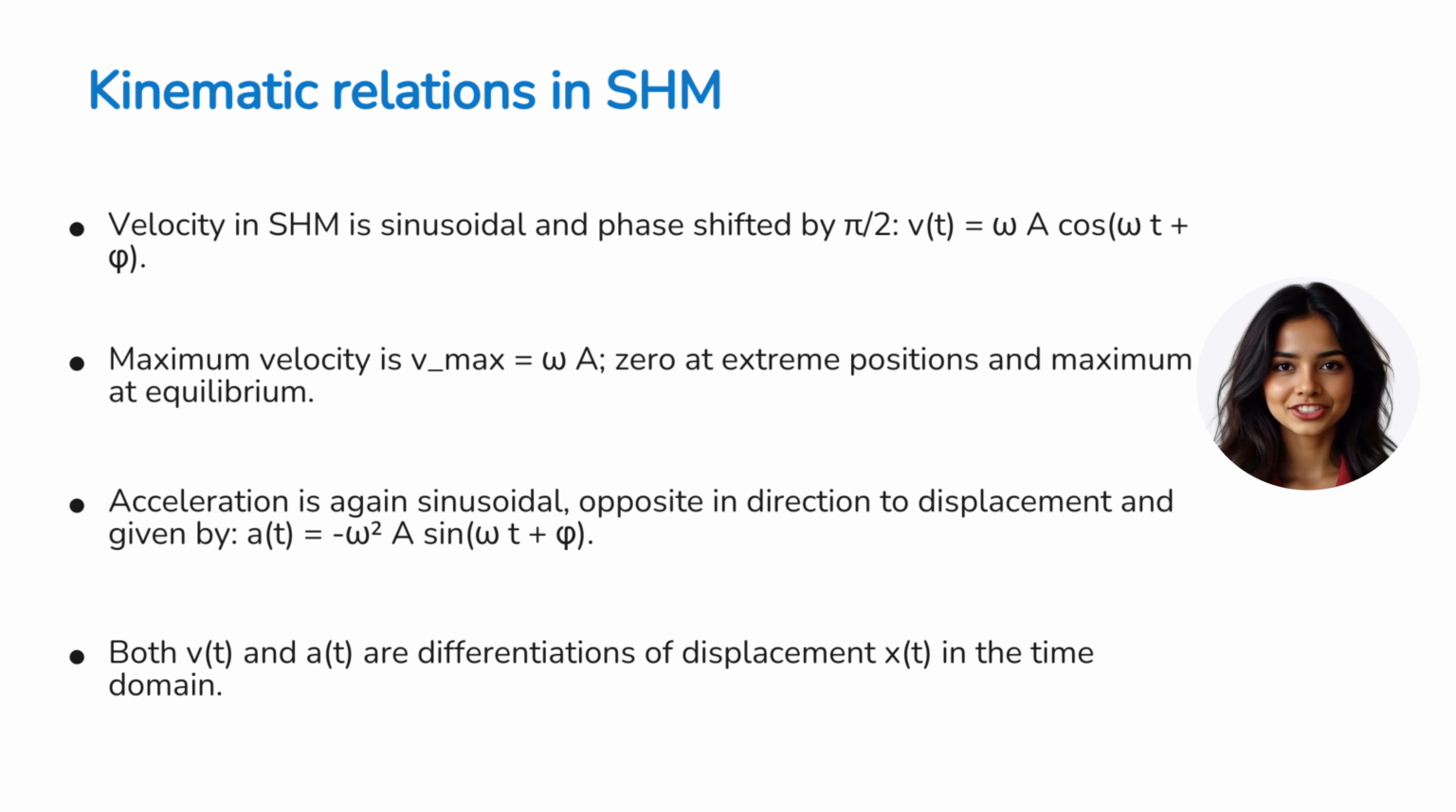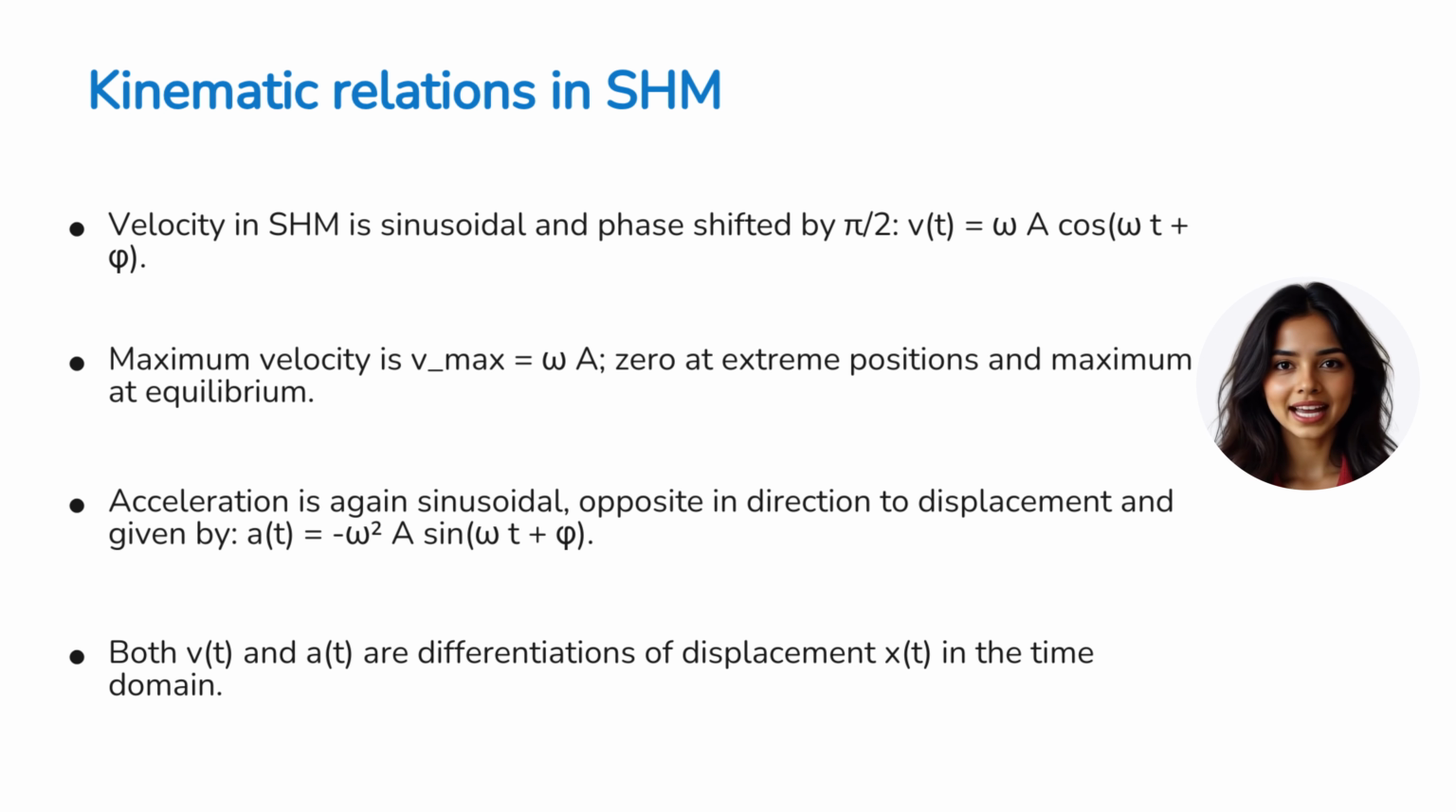Because cosine is just sine shifted by pi over 2, velocity reaches its maximum right when displacement is 0, that's at the mean position, meaning the object speeds through the center most quickly. The maximum velocity, therefore, equals omega times amplitude. At the extreme edges of the motion, where the object is farthest from the center, the velocity drops to 0 momentarily before reversing direction.